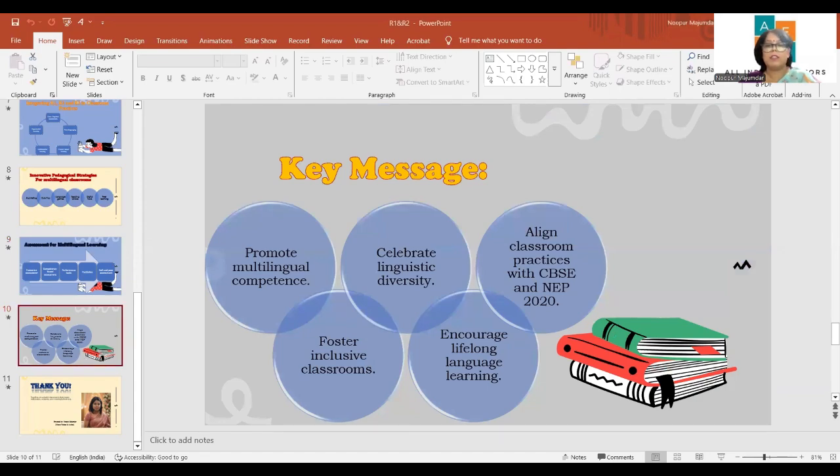So, dear educators, as we come to the end of the session, let's revisit the key messages that every educator should take back to their classroom. The R1, R2, and R3 framework is not merely a change in language policy, dear educators. It represents a transformation in the way we think about language learning. It encourages us to see language as a resource that enriches learning, strengthens identities, and prepares students for a multilingual world, right? So let's see. We need to promote multilingual competence.